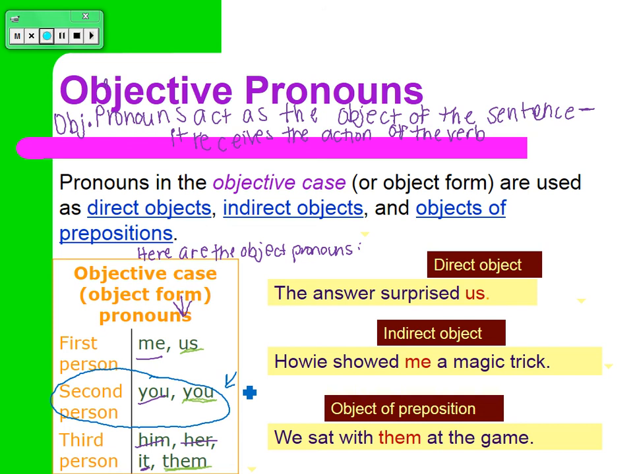Okay? In that situation. But if I said, I'm going with you to the mall, okay? Who's doing the going? I'm doing the going. And I'm going with you to the mall. In that situation, you is acting as an object of a preposition. It is the object part of the sentence. It's in the predicate.